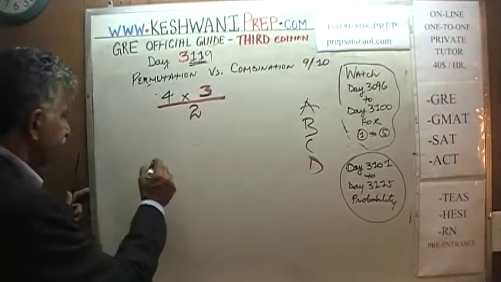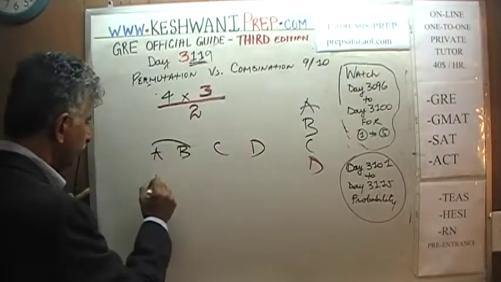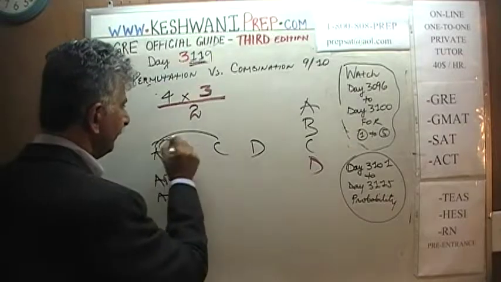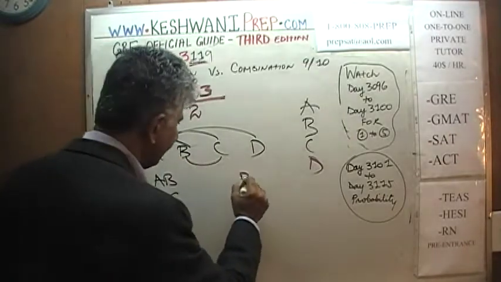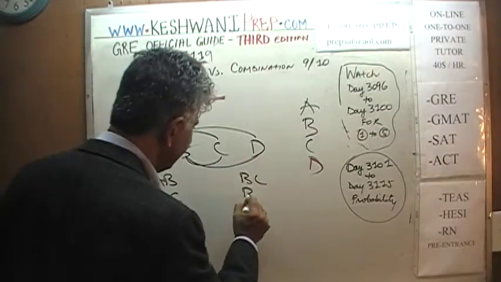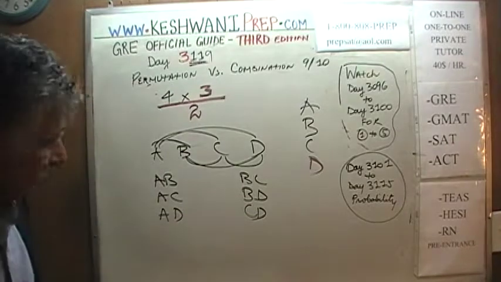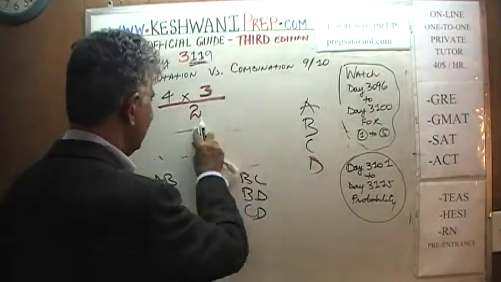So here we go. A, B, C, and D. A, B, A, C, A, D. So that's 3. Then B, C, B, D. And then finally C, D. There we go. You see, we have 6 distinct pairs. We have 6 pairs, not 12.